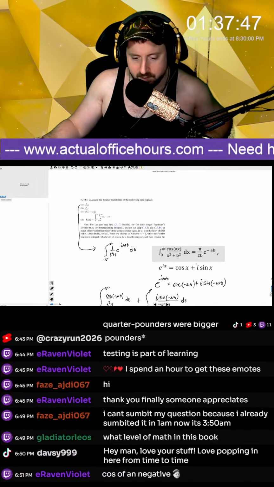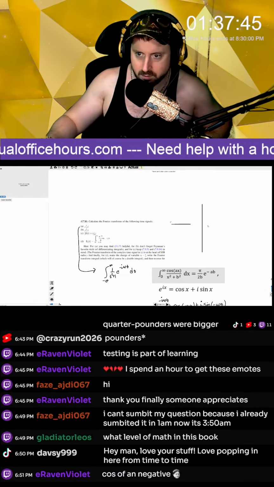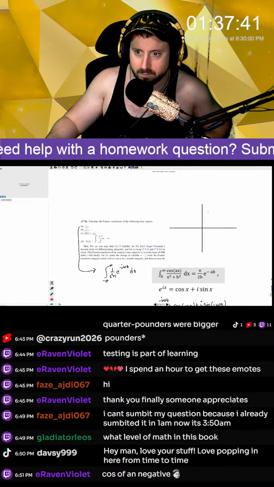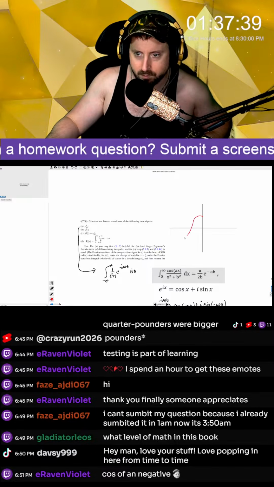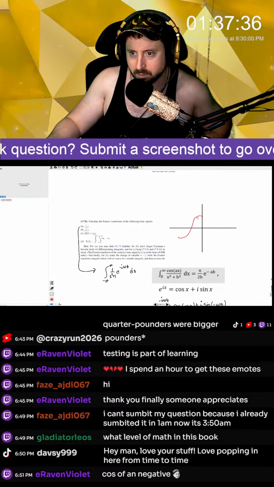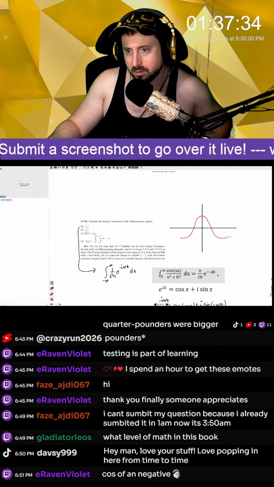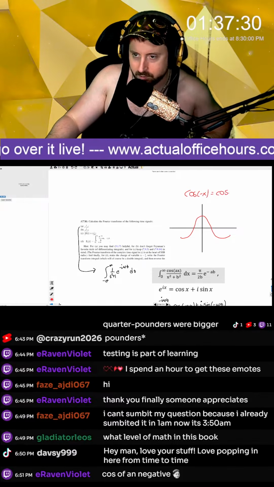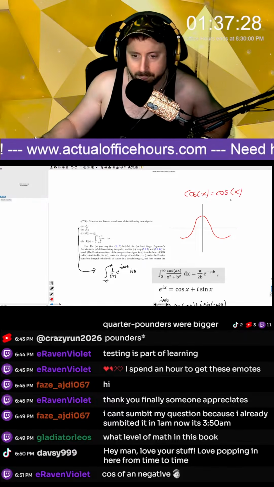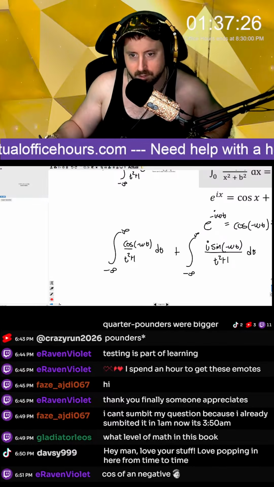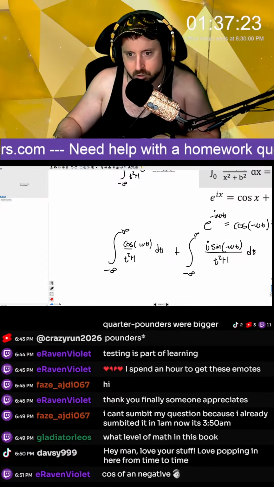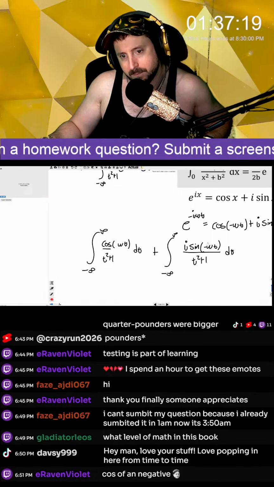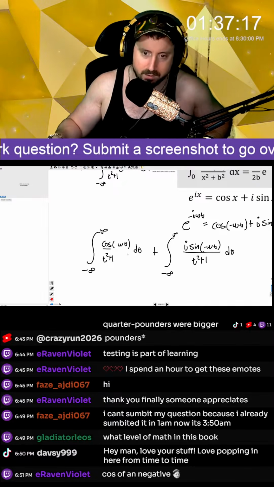So cosine is an even function, which means, if you have this cosine, for instance, cosine of negative x is just equal to cosine of x. So I can replace this, or we can just get rid of the negative, straight up. Now we have that, and we can rewrite it from 0 to infinity as well.